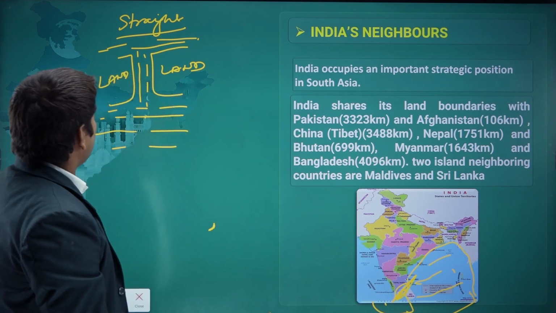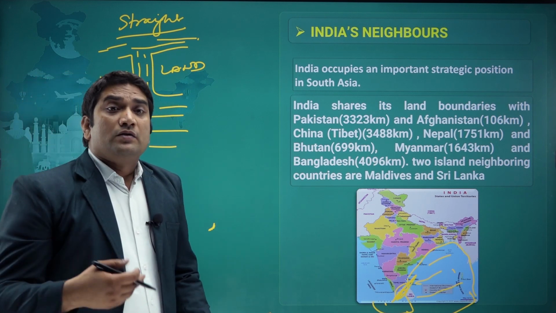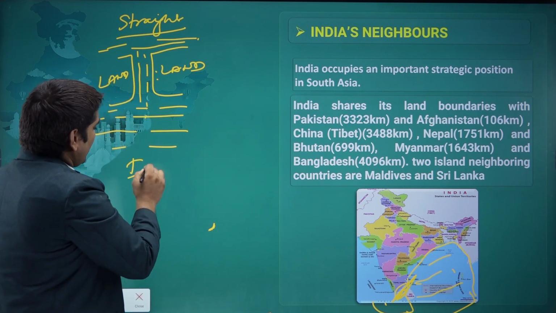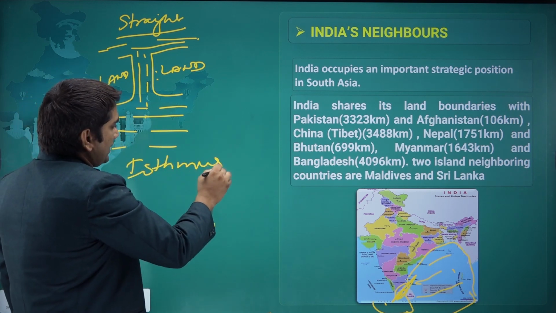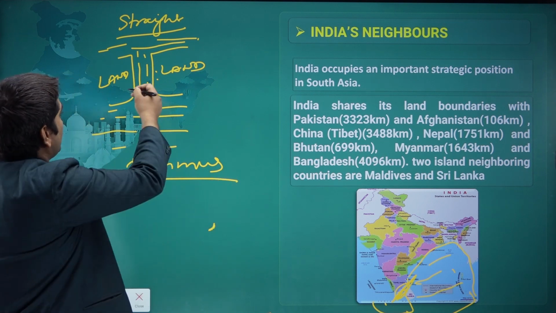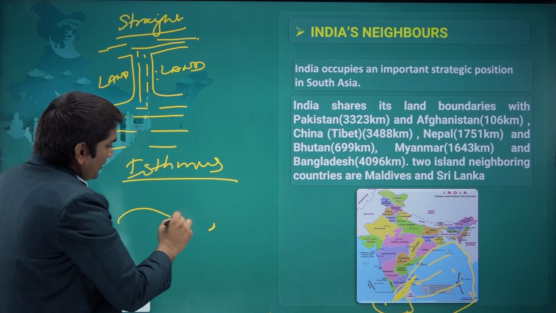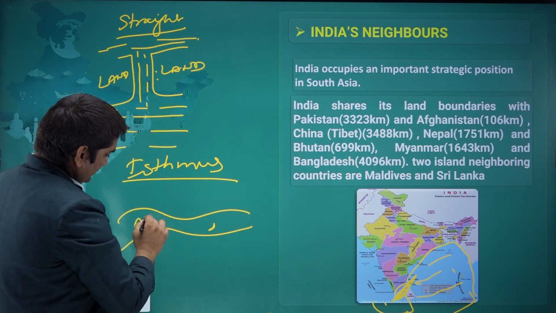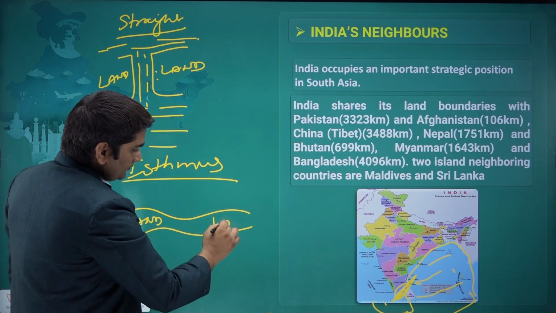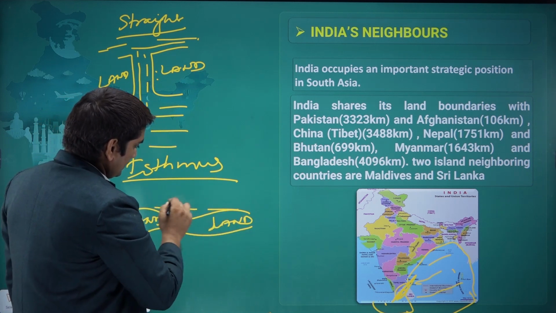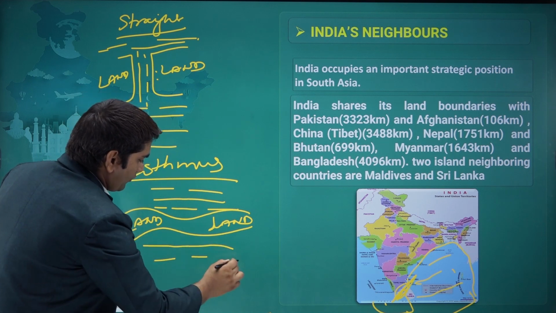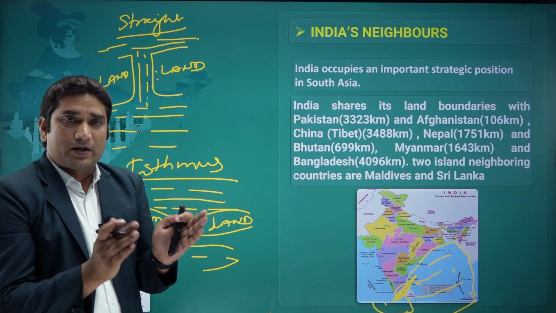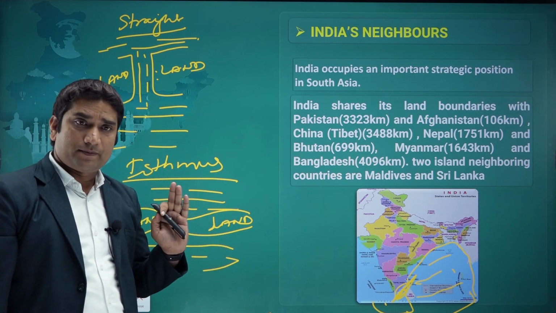Next, a question may arise in your mind: what is an isthmus? So an isthmus is just the opposite of a strait. We do not have any isthmus in India, but we can understand what an isthmus is. It is just the opposite: when two big water bodies are separated by a narrow channel of land part, that we call an isthmus. Right.